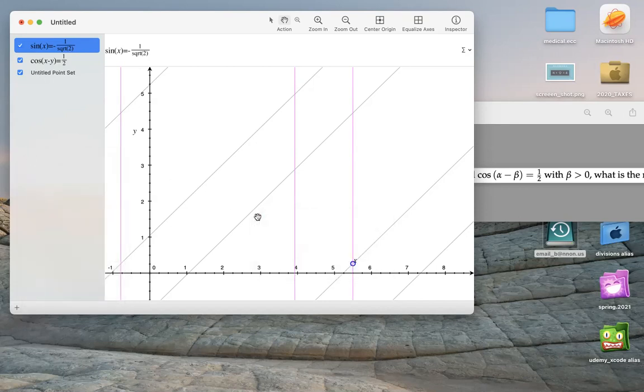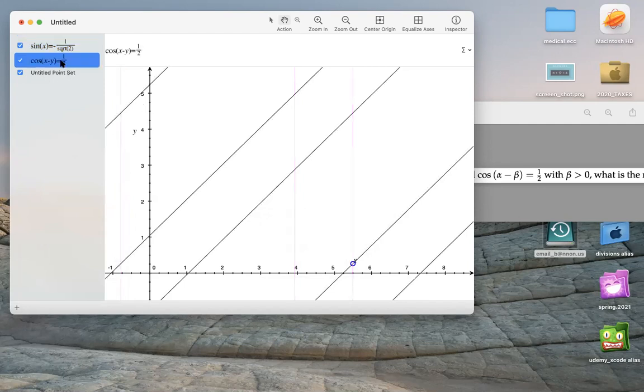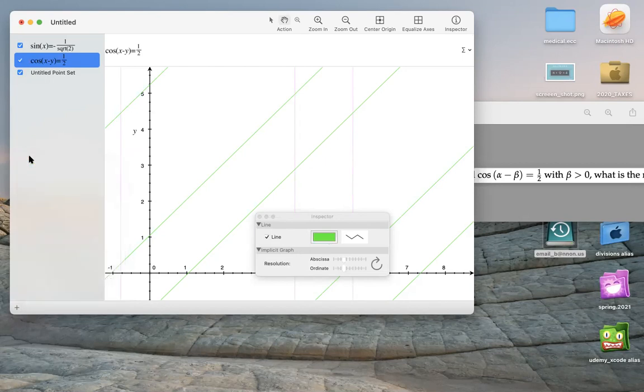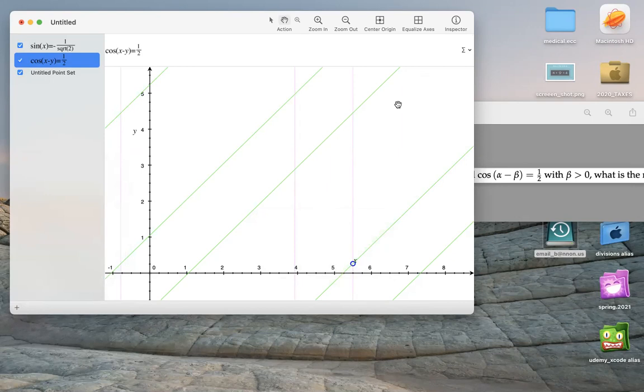Right. That's a bunch of vertical lines. We'd expect that. Now I want to graph this guy out. I'm going to make it green. And yep, I'm using software. Okay. And that's a bunch of lines that look like this. I'm expecting that, a bunch of lines.